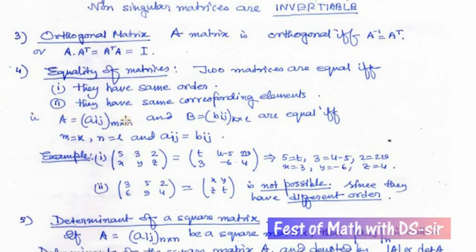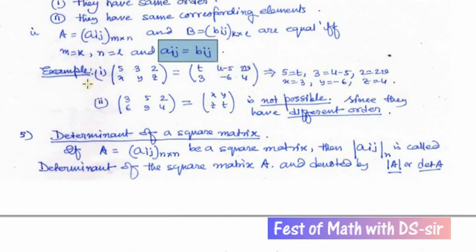For example, if A is Aij of order m by n and B is Bij of order k by l, they are equal if m is equal to k and n is equal to l. You may face some problems related to this property. And not only that, Aij is equal to Bij. That is, A11 is equal to B11, A12 is equal to B12, and so on.